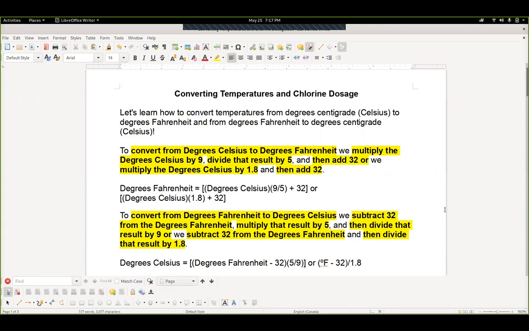Or we multiply the degrees Celsius by 1.8 and then add 32. So degrees Fahrenheit is equal to degrees Celsius times 9/5 plus 32, or degrees Celsius times 1.8 plus 32. The reason that it doesn't matter which one you use is because 9/5 is equal to 1.8.